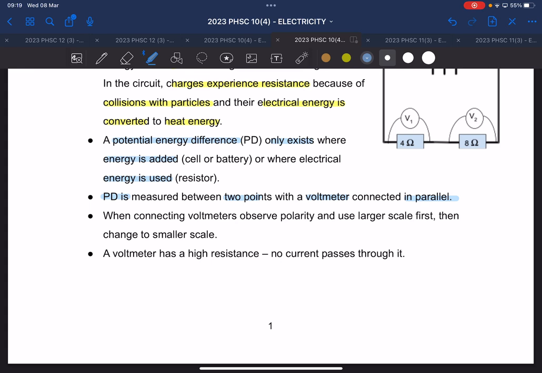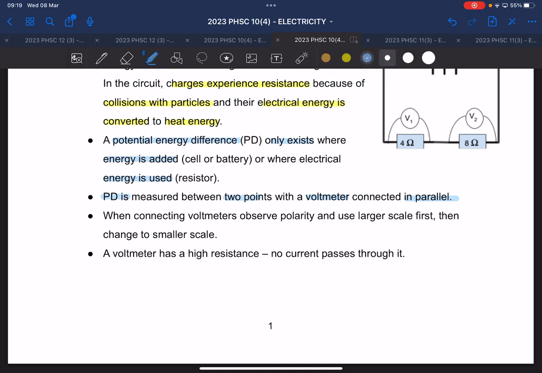Over each other, not next to each other. So like we have here, the voltmeter is over the resistor. I don't have a voltmeter there. It's not next to the resistor. It's over the resistor. Okay.